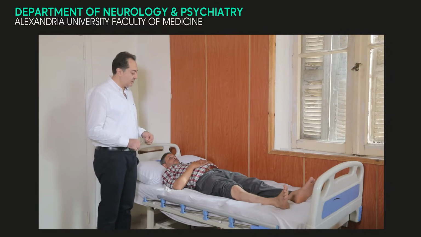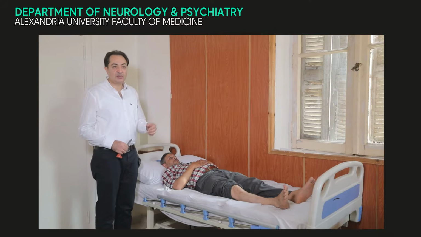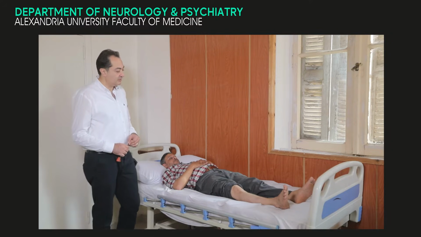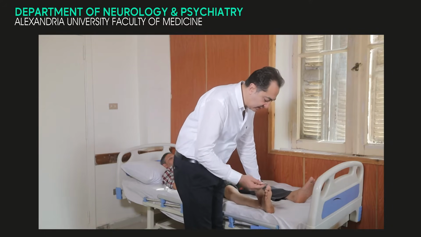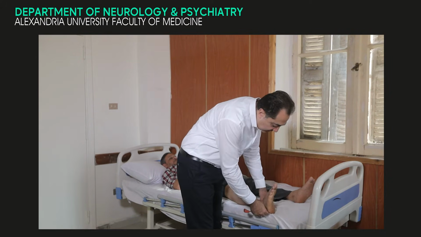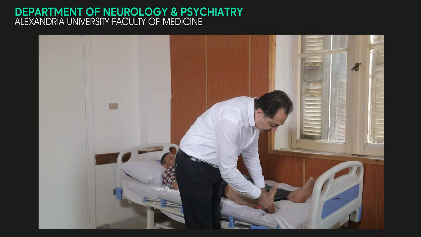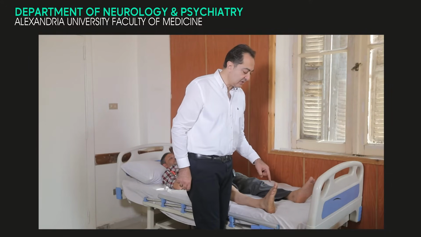Then the superficial reflexes. The main two superficial reflexes are the abdominal reflex and the plantar reflex. First, the plantar reflex, we have a blunt object like the end of this hammer, and we try to move it along the lateral aspect of the foot and see the movement of the big toe. In this patient, he flexed his big toe, and this is the normal response.